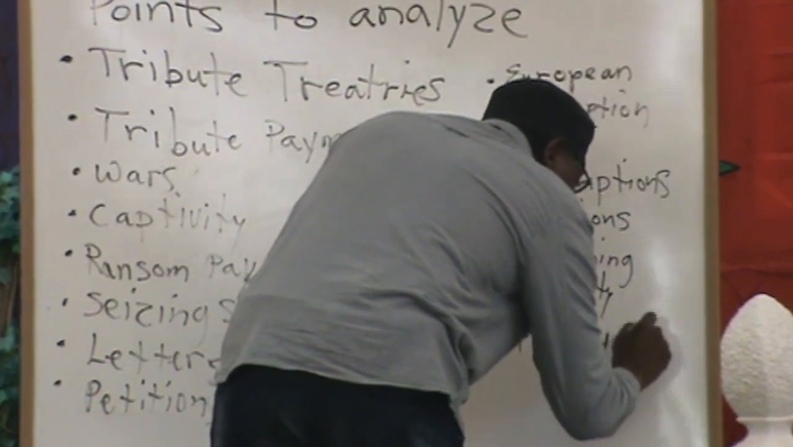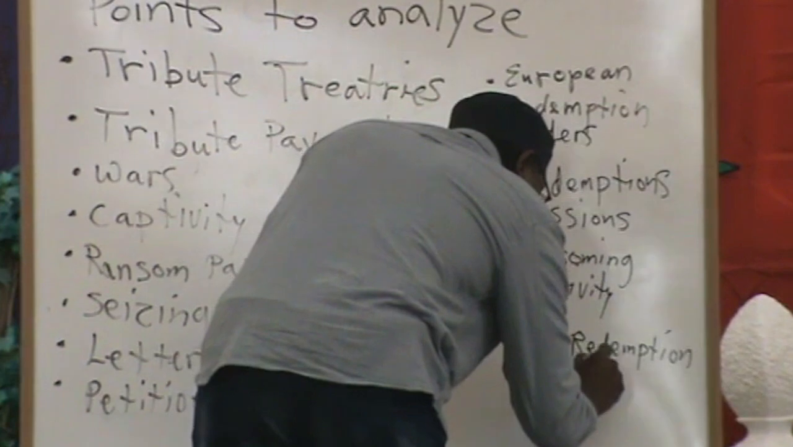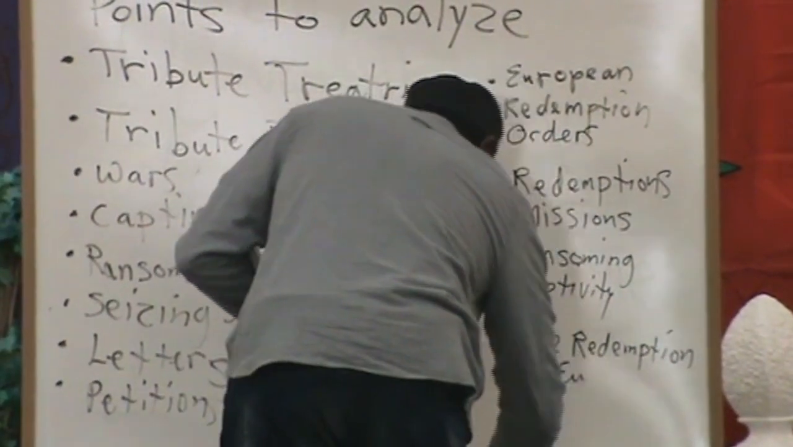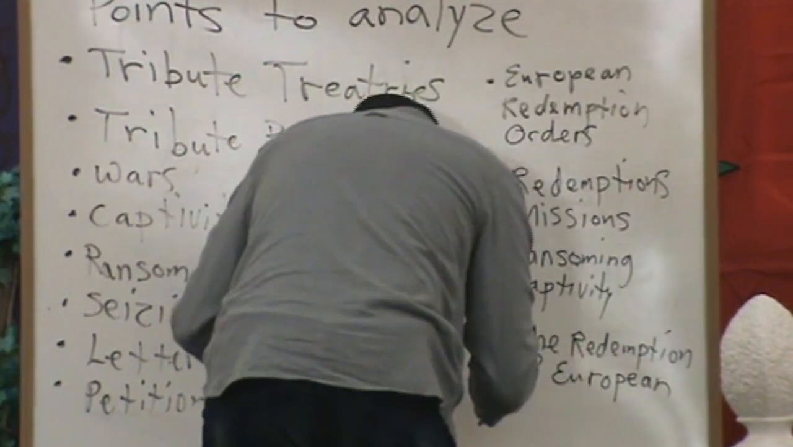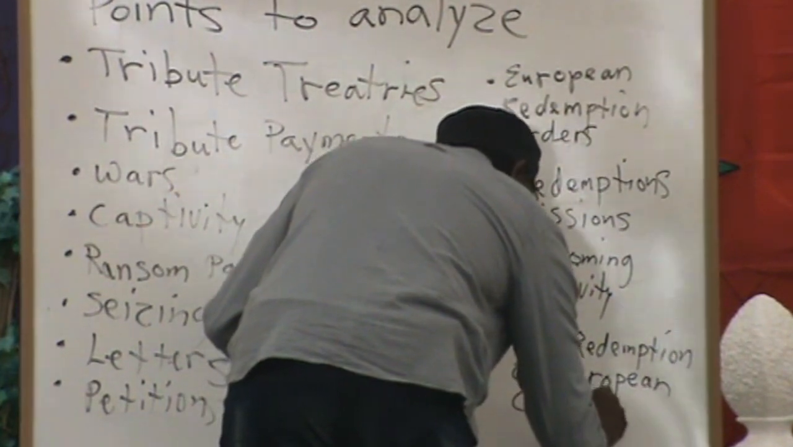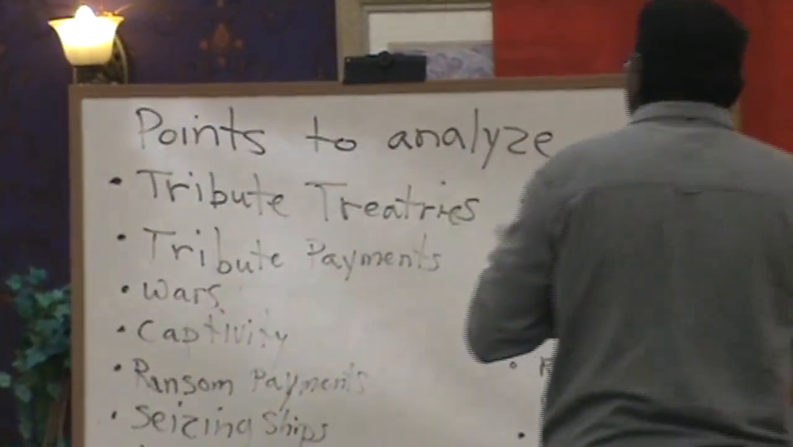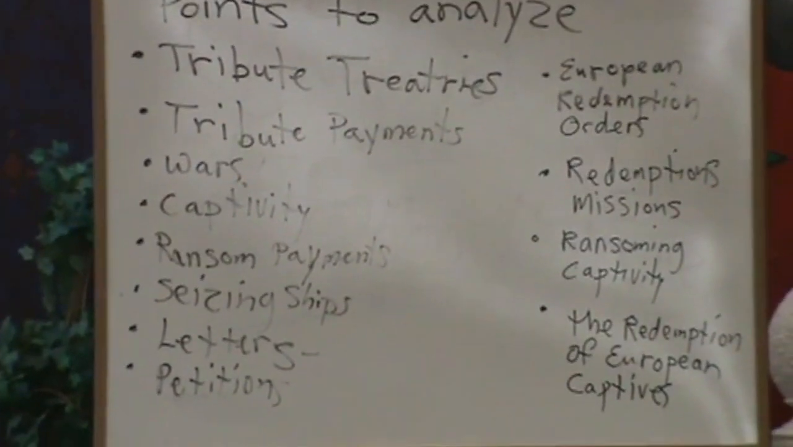Looking at points to analyze. Write these down: tribute, treaty, tribute payments, wars, captivity on both sides, ransom payments, seizing ships, letters.